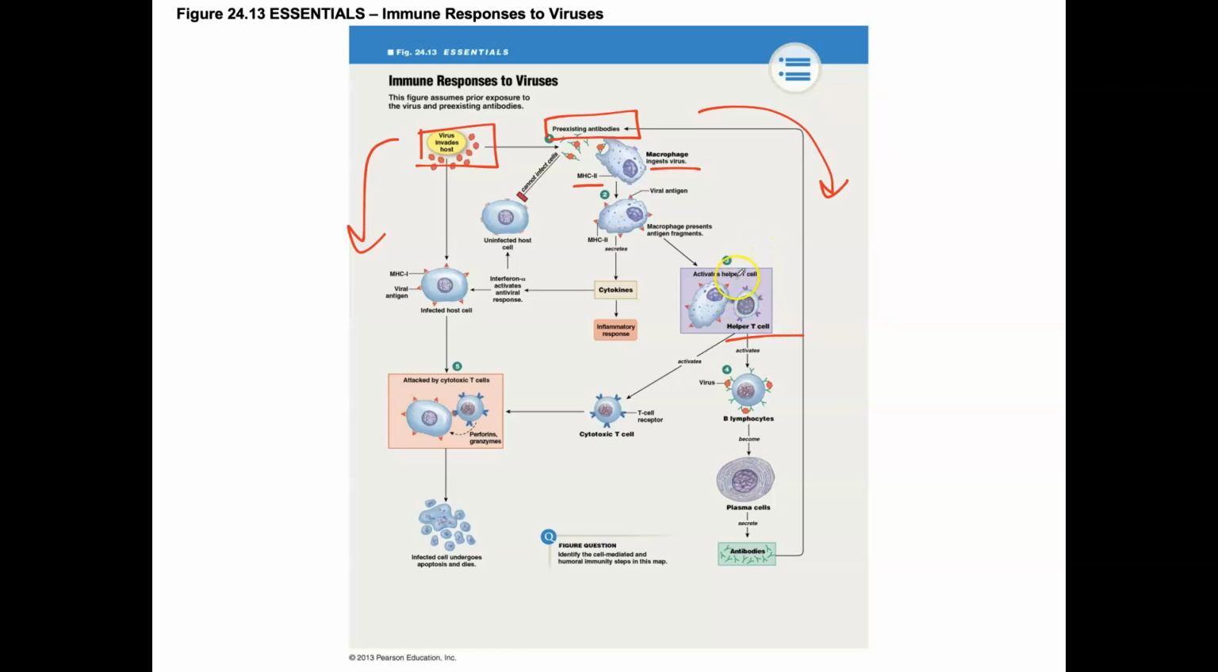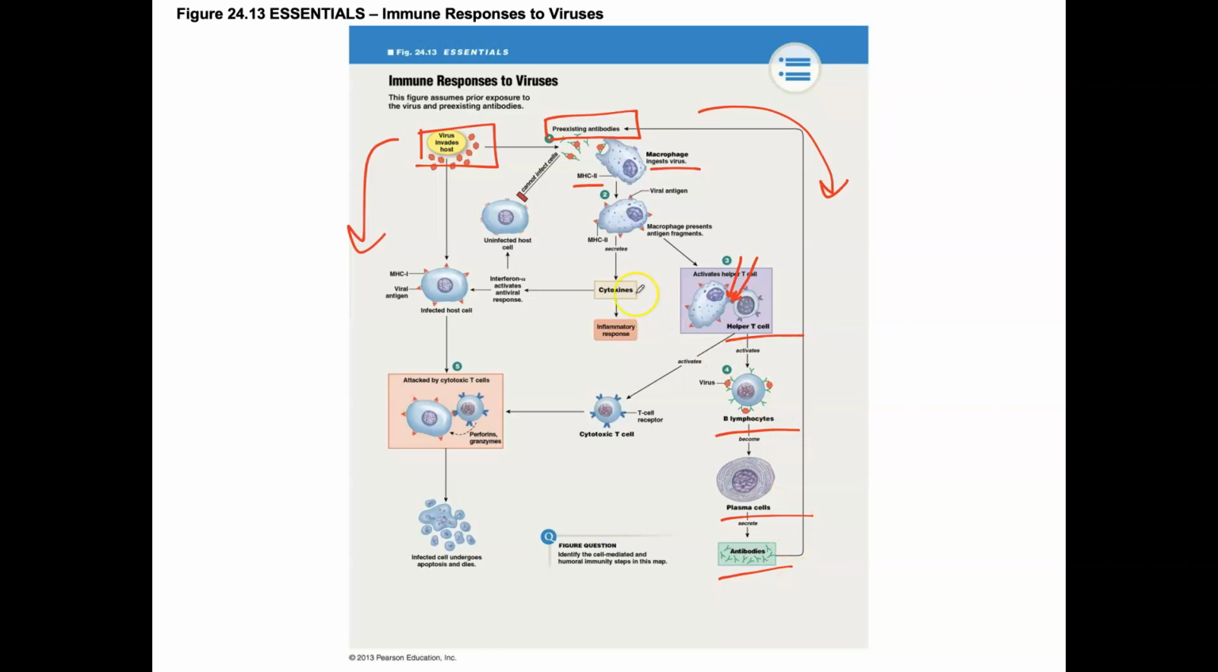So we have the class 2 MHC, we have the T cell receptor, and then of course you're going to have the viral fragment in between so that the helper T cells can become activated. Once the helper T cells are activated, they can go on to activate B lymphocytes. B lymphocytes can become plasma cells, and those plasma cells can now secrete specific antibodies to go back and combat the virus that has invaded the body.